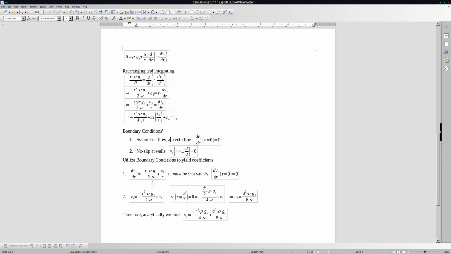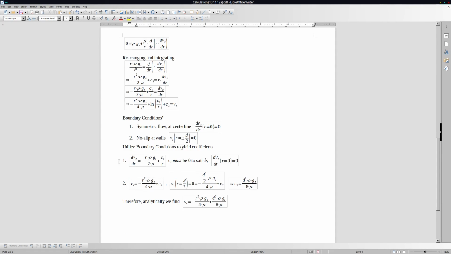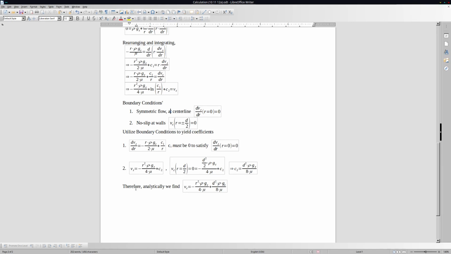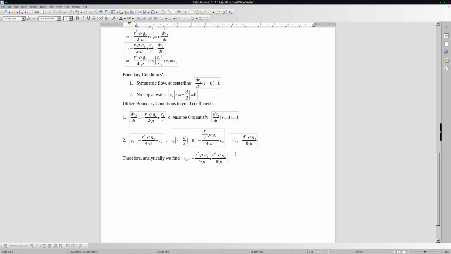We can utilize those boundary conditions, so we can find the coefficients that satisfy our boundary conditions. We find that that first coefficient is 0, and that the second coefficient is equivalent to this. And then analytically, we have our derivation, our equation for the velocity in the z direction with respect to the radius.